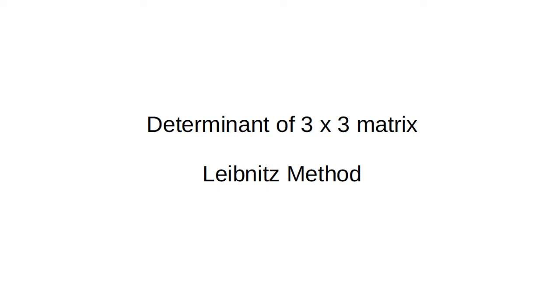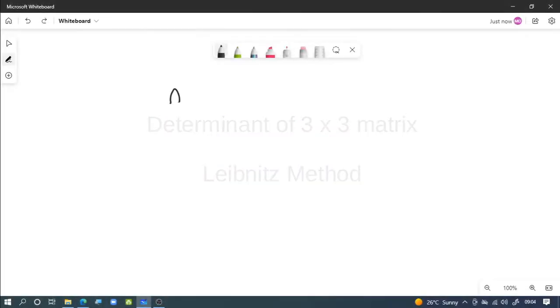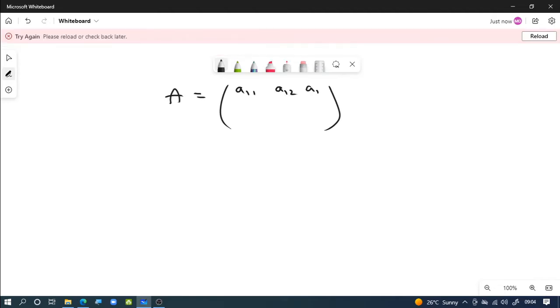Now we will find the determinant of a matrix through a method called the Leibniz method. Suppose we have a 3x3 matrix. So this is a general 3x3 matrix.